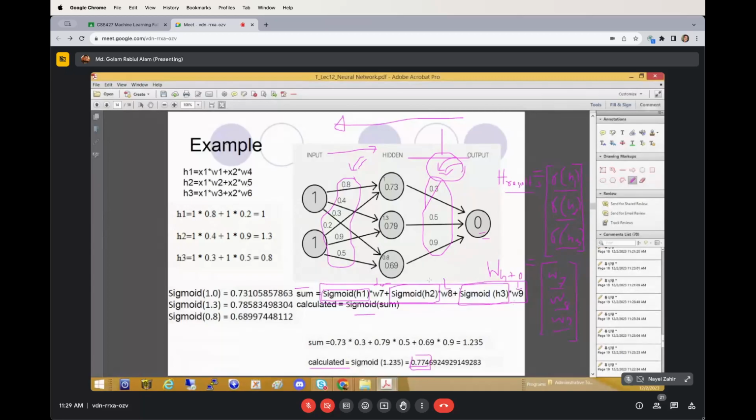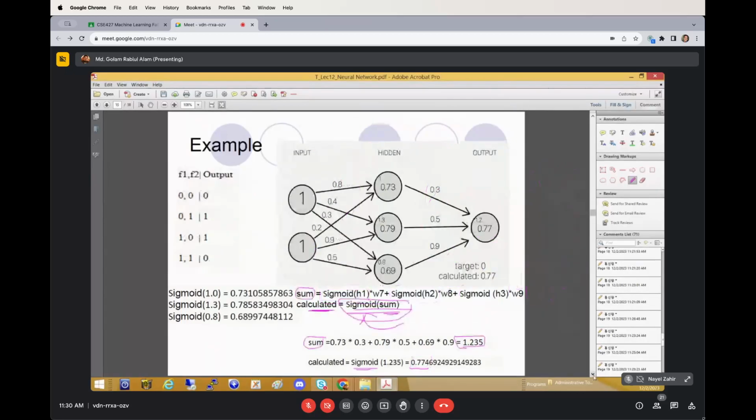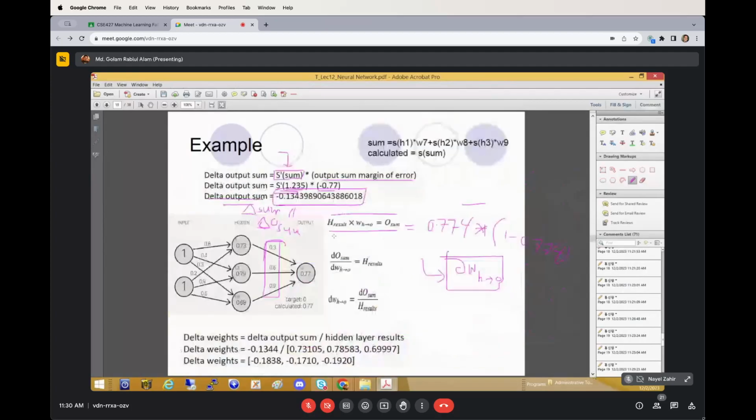And it will produce what? It will produce the sum of the output unit, the output sum. That's why this equation we have used in forward propagation: H results times W equals output sum.